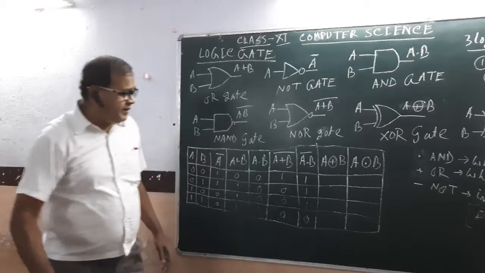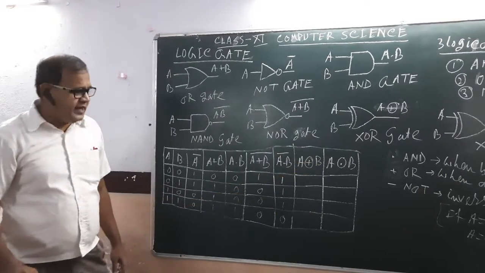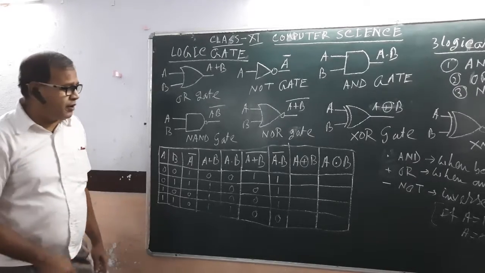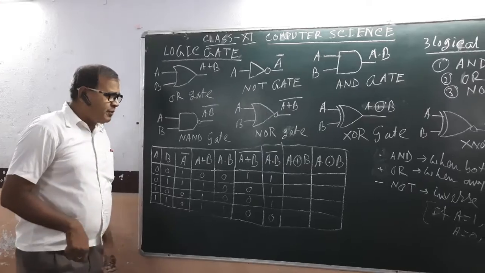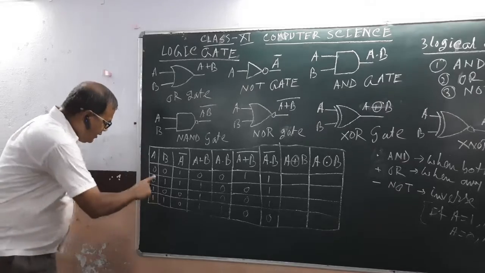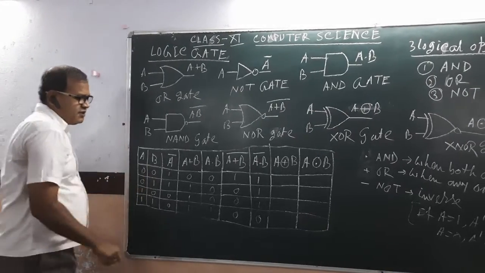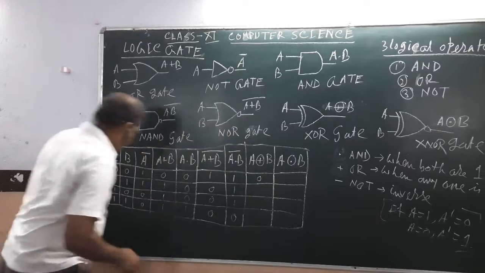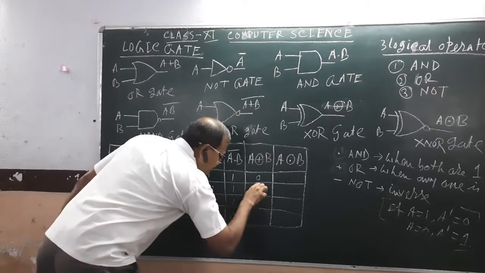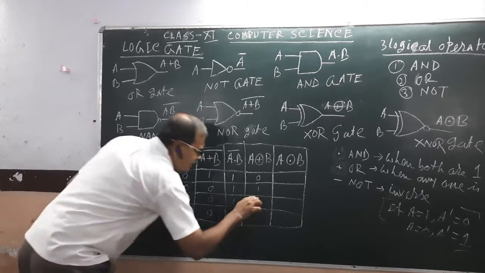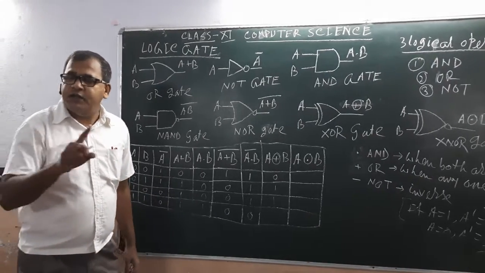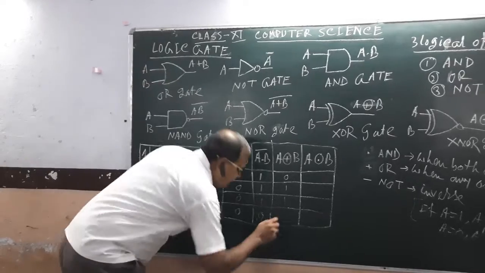Now A XOR B, XOR means exclusive OR. Clear? Exclusive OR means when there is an odd number of 1s, then it will be 1. Both are 0, condition not matched, 0. Only one 1, that means odd number of 1s, so it will be 1. Here also odd number of 1s, this will also be 1. Here both are 1, that means even number of 1s. When even number of 1s, then it is not satisfied, that means 0.